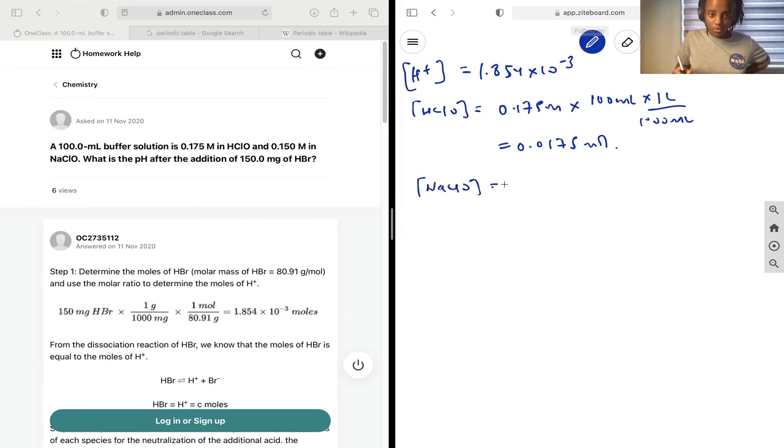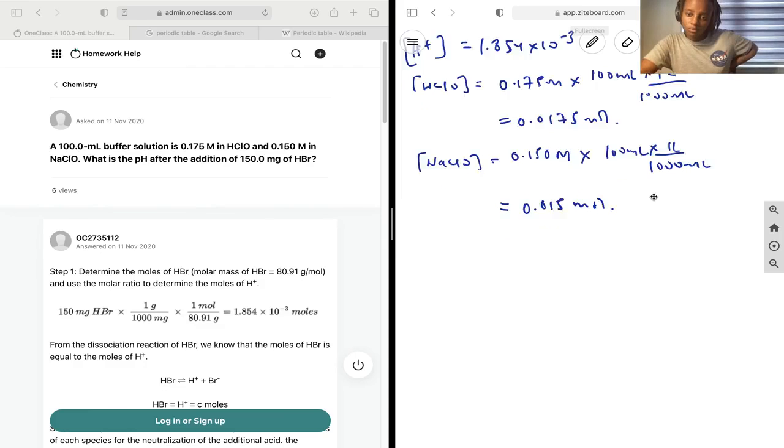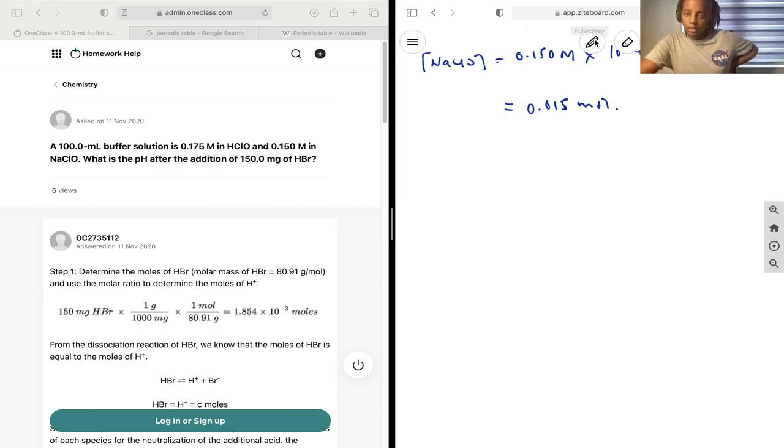NaClO is going to look similar, 0.15 molar times 100 milliliters times 1 liter over 1,000 milliliters. And this is going to give us 0.015 mole. So next up, we're going to build our ice table, which is going to help us determine the concentrations at equilibrium.